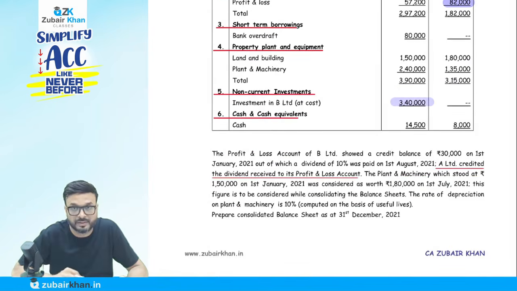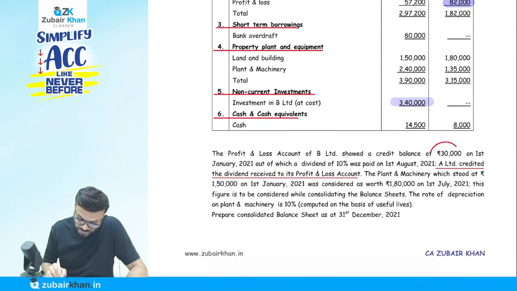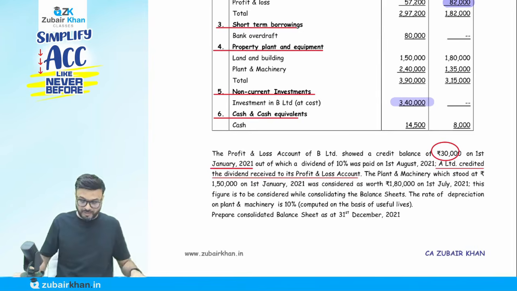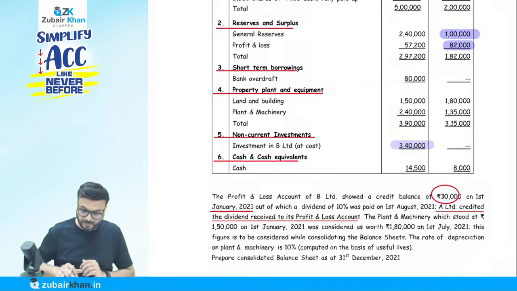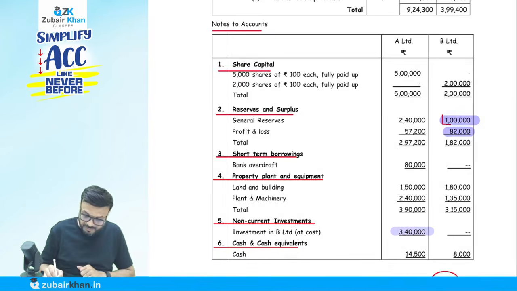Now here, this is interesting. The profit and loss account of B Limited shows a credit balance of rupees 30,000 on 1st of January 2021, out of which a dividend of 10% was paid on 1st of August 2021. Now understand this. We are analyzing the profit; they have given us the general reserve and the P&L account. So we are discussing the P&L account here.